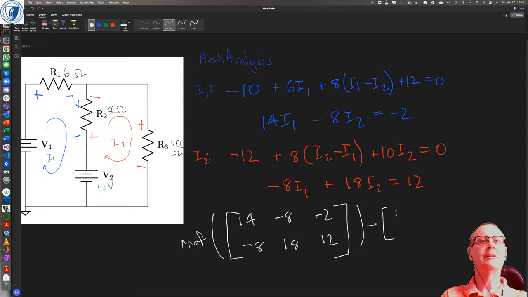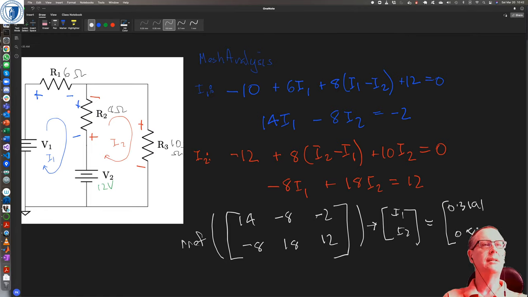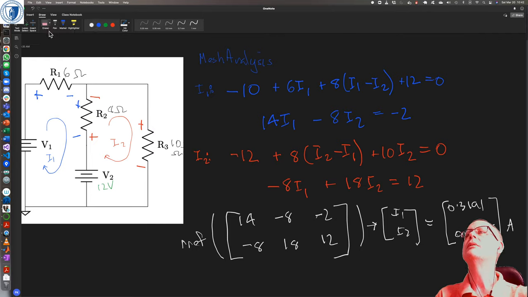Right, so that gives me that I1 and I2 equal 0.3191 and 0.8085, and both of those are in amps, and I'm just going to move my decimal point. Oops, wanted the eraser. Come on, give me the eraser. There we go. I just want to make my decimal point a little bit further away. Okay, so there's that.